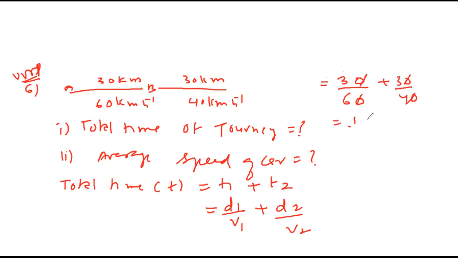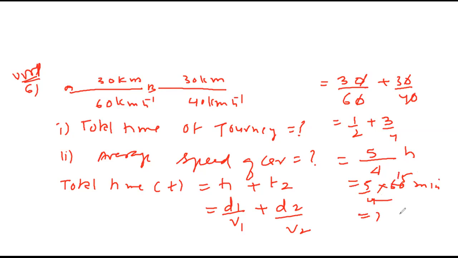This is 1 by 2 plus 3 by 4. So this LCM is 4. 2 plus 3, you follow, 2 and 4 LCM 4. So it is 5 by 4 hours, which is nothing but 5 by 4 into 60 minute. 5 into 15, 75 minute. This is total time. You can leave 5 by 4, 1.25 hour also.